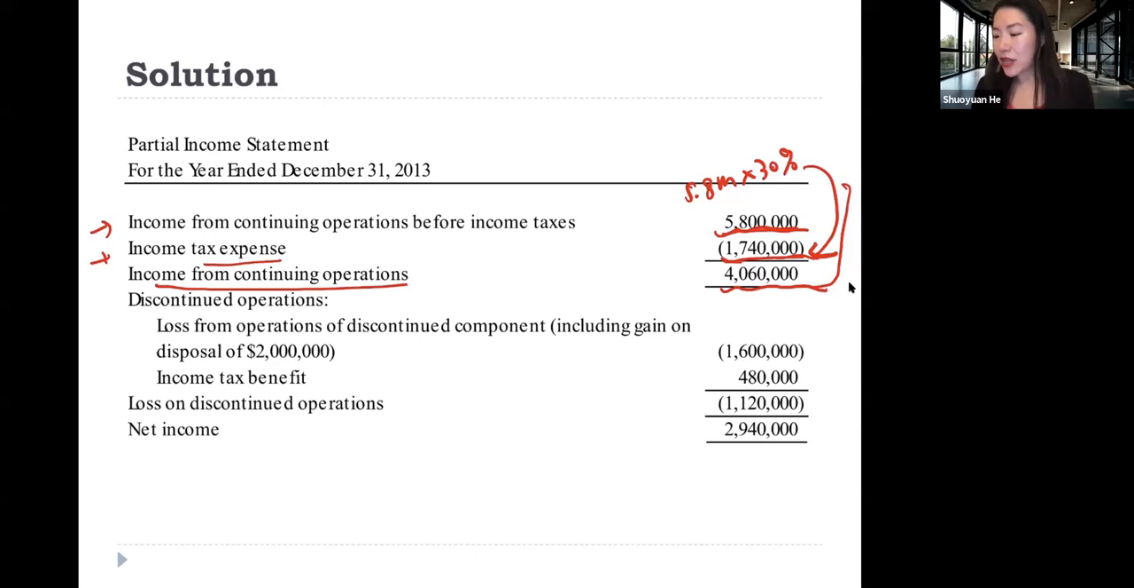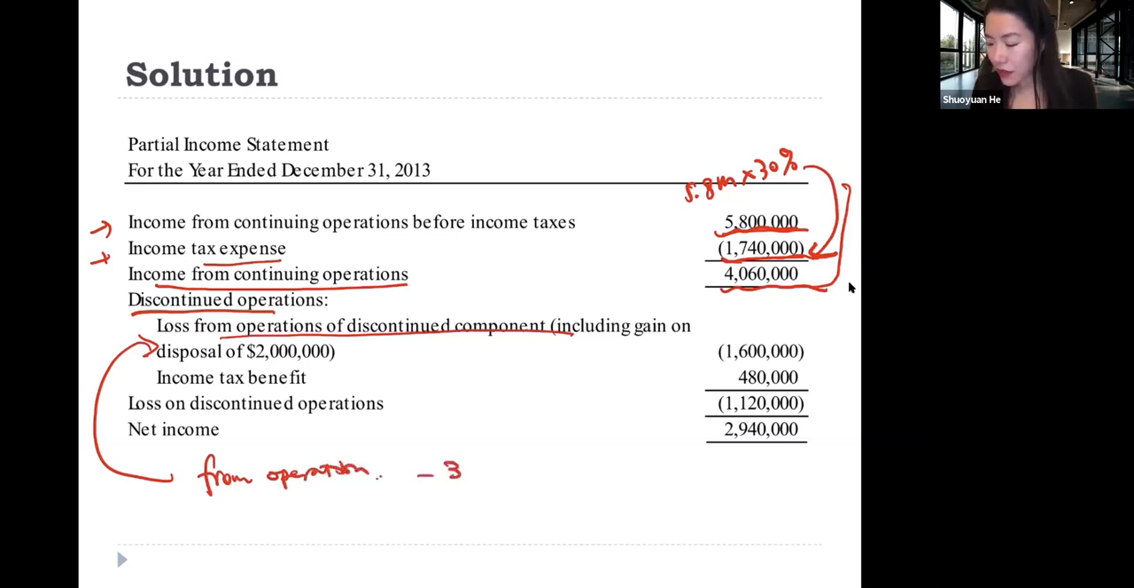And then for discontinued operations, loss from operation of discontinued components. So first of all, the operating loss of the segment during the year, just from operation, we have a loss of 3.6 million. And from disposal, both of those are associated with this operation. So from disposal, we sell it for 10 million.